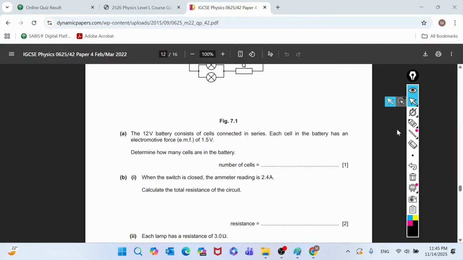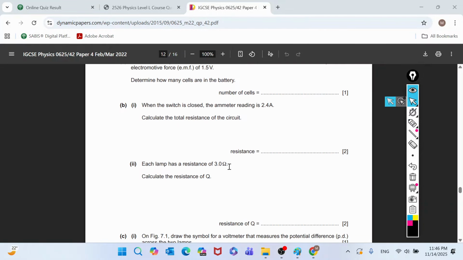Okay. When the switch is closed, the ammeter is reading 2.4. Calculate the total resistance. V equals I R. V is 12. I is 2.4 times R. Solve for R equals 5. Resistance is 5.